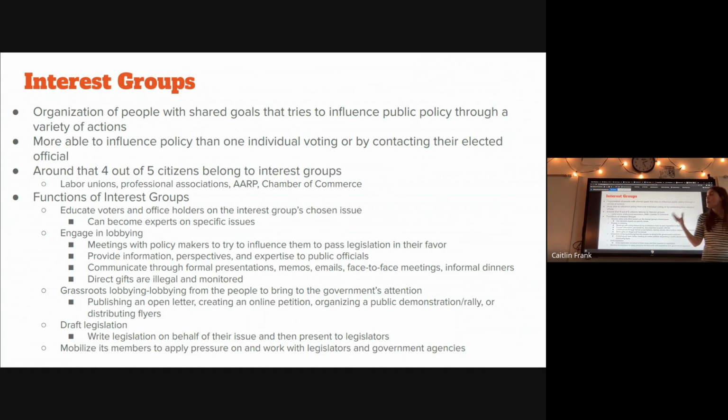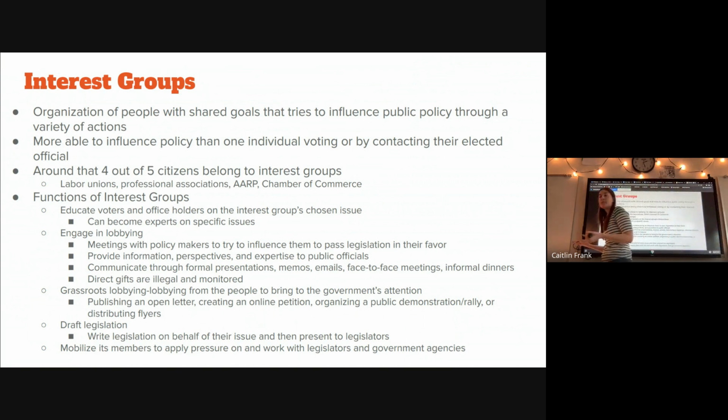They are any formal organization of people with a common interest, kind of exactly what it sounds like in the name. But by coming together and forming a group, they are more able to influence public policy than just one individual writing to their congressman. So interest groups have been a successful way for people to express their issue and have an influence on what Congress passes. And the way that they do this is by lobbying.